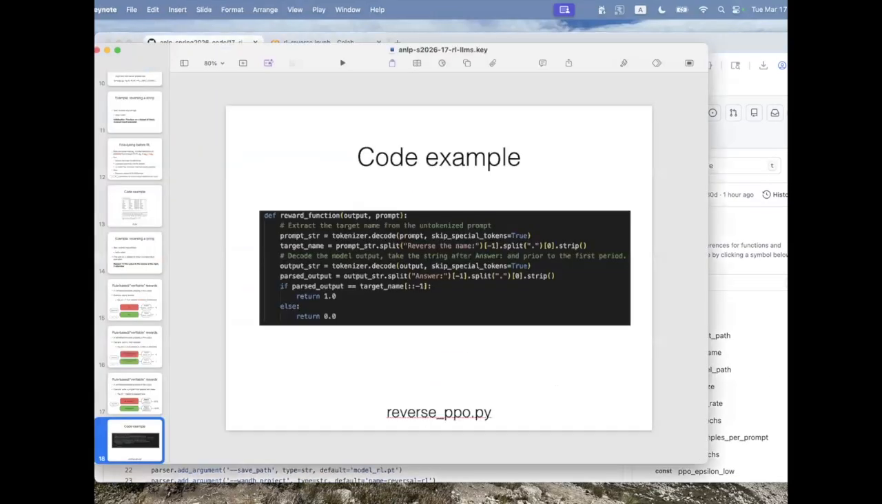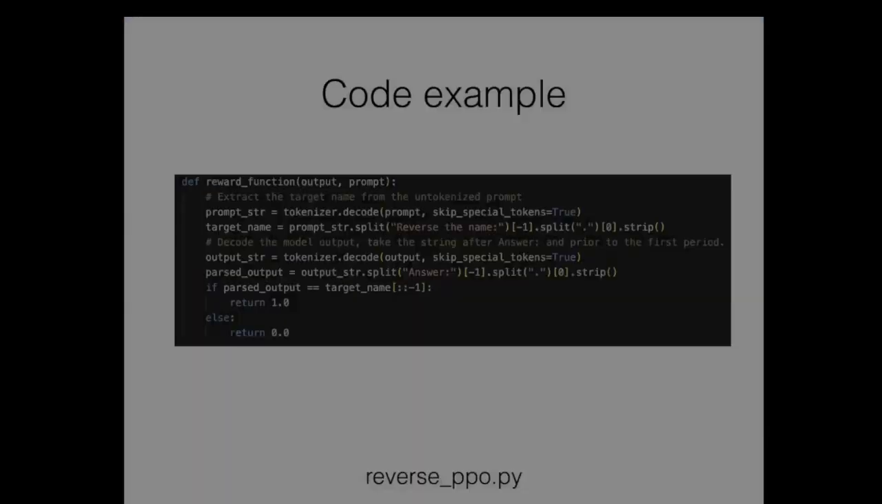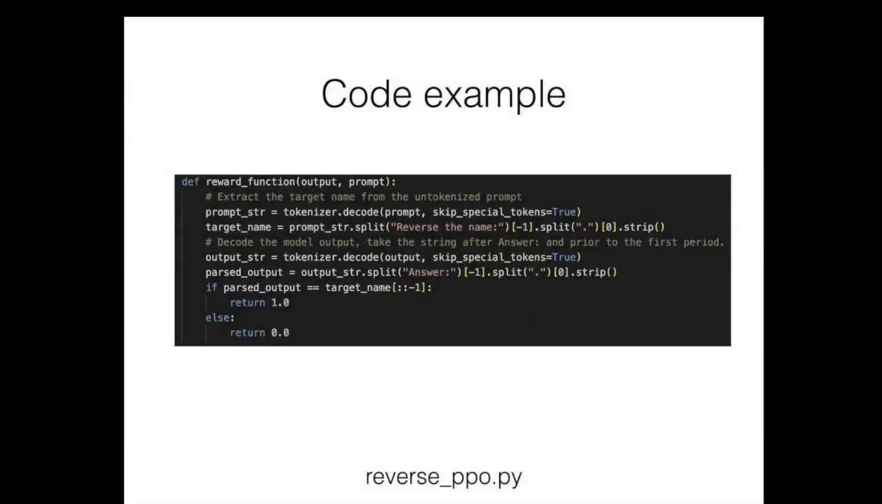Okay, so what are some key parts of this code example? Well, the key part here that we're talking about is the reward function. Here again, the reward is pretty simple. It's really just implementing this logic of extracting the string and then giving a one if it's the reverse and a zero otherwise. But the idea is that if you want to reuse this for some other task, this is the part where you'd implement your reward function.